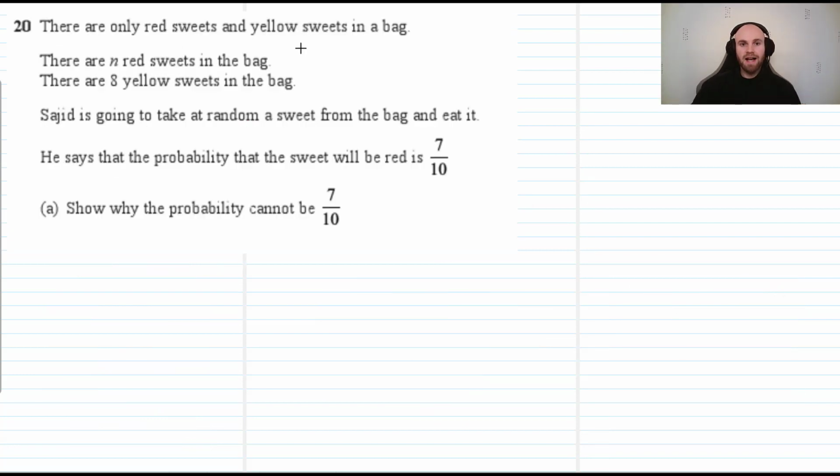Question 20. There are only red sweets and yellow sweets in a bag. There are n red sweets in the bag, there are 8 yellow sweets in the bag. Sajid is going to take at random a sweet from the bag and eat it. He says the probability that the sweet will be red is 7 out of 10. Show why the probability cannot be 7 out of 10.